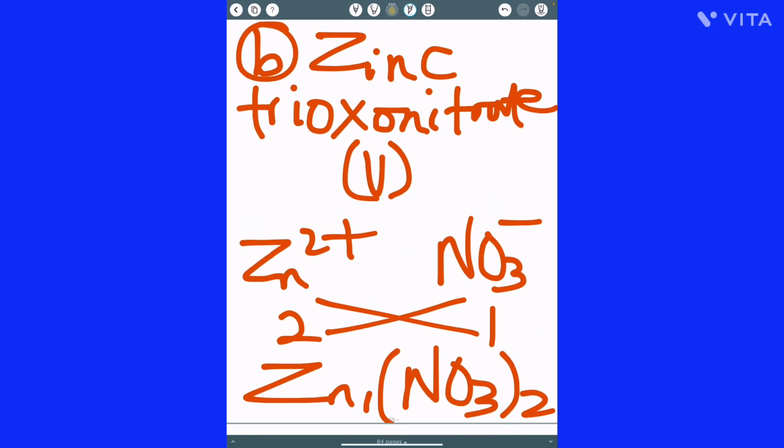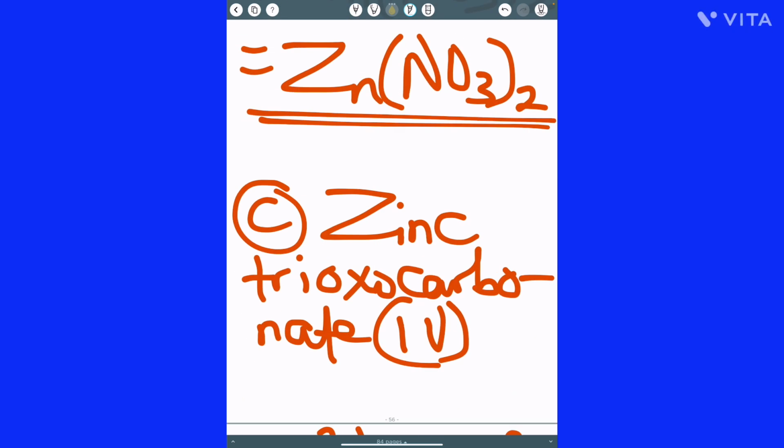Next is zinc trioxonitrate(V). Zinc is Zn2+. The trioxonitrate(V) anion is NO3-. From the charge, I'll get its valency 1. Swapping valencies, Zn1 (NO3) times 2. So you get Zn1(NO3)2. You throw the 1 away, but you should keep the brackets and the 2 outside NO3.